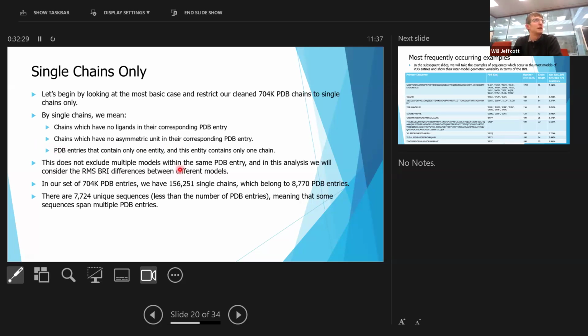We restricted to these, which out of our set of 704K PDB entries was about 156K single chains belonging to 8.7K PDB entries. Of these 8,000 PDB entries, there are about 7,700 unique sequences, which is less than the number of PDB entries, meaning that some sequences were the same in different PDB entries. But we essentially restricted to just these 8,700 examples.